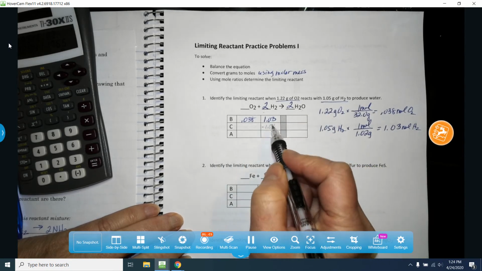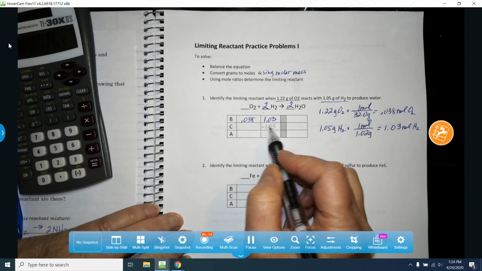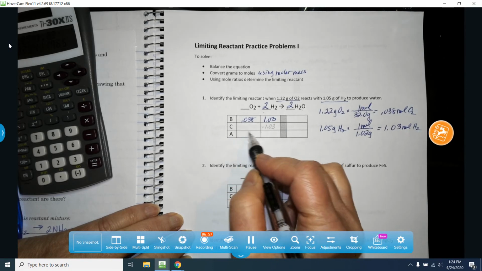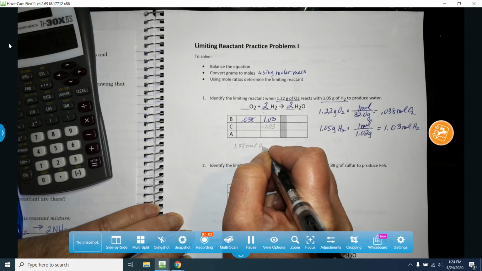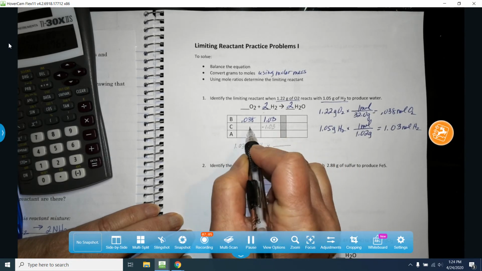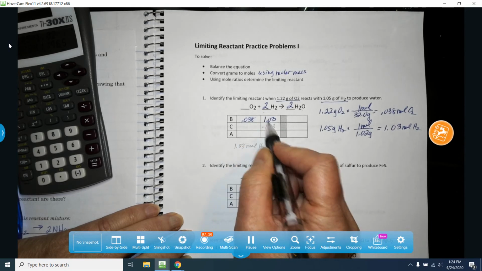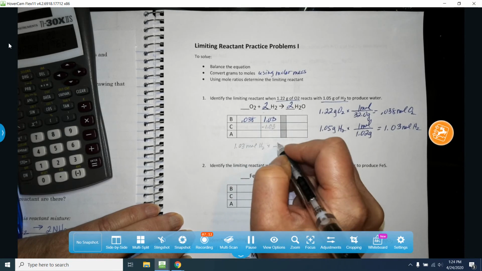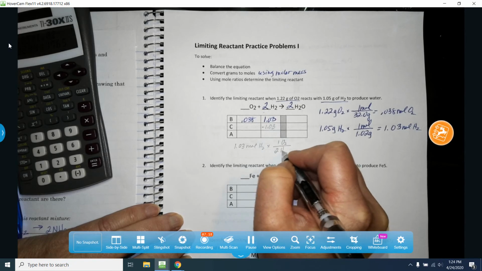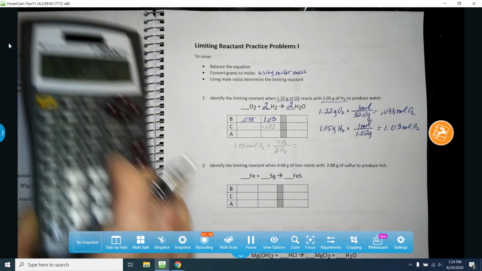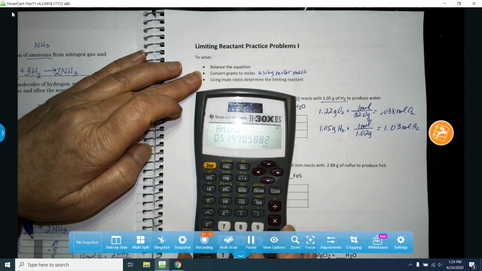Okay, and then the limiting reactant determines how much of everything else gets used up or made. So let's figure how much this would be. If I did 1.03 moles of H2 and I wanted to know what that was, I'm going to use my mole ratio. This is what I want, that's what I have, so it's going to be want over have, 1 over 2, so 1.03 over 2 H2s, and I do my math, that divided by 2, and I get 0.51.